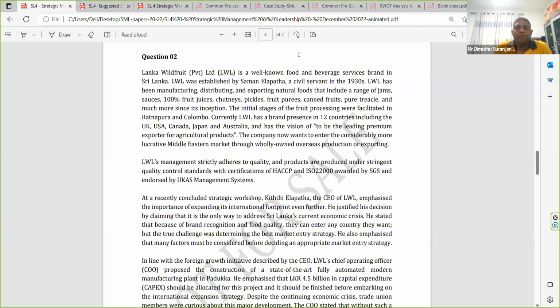Vision is to be the leading premium exporter for agricultural products. Premium, not maybe working on cost, right? More working on differentiation. The company now wants to enter the considerably more lucrative Middle Eastern market. What are the options they are trying to apply? They are going to establish a wholly owned overseas production unit. What other option are they thinking about?